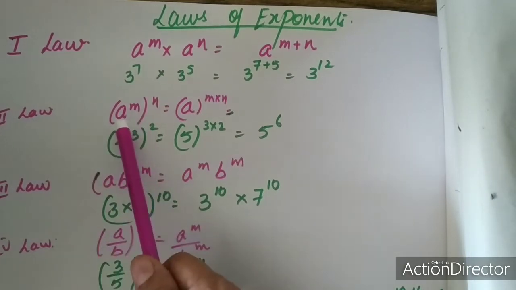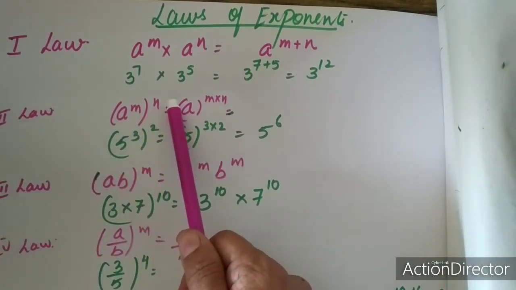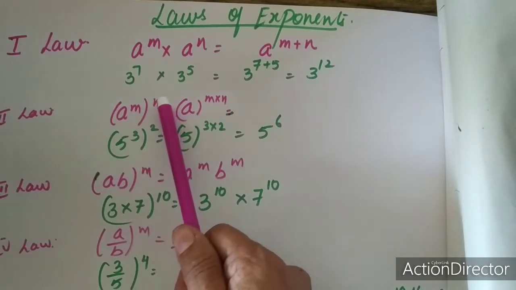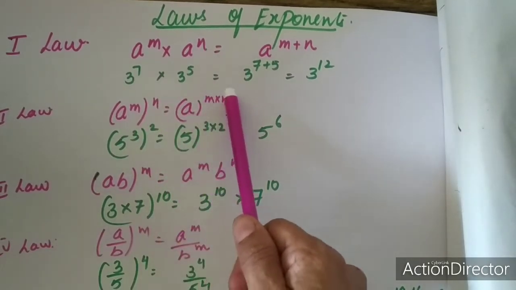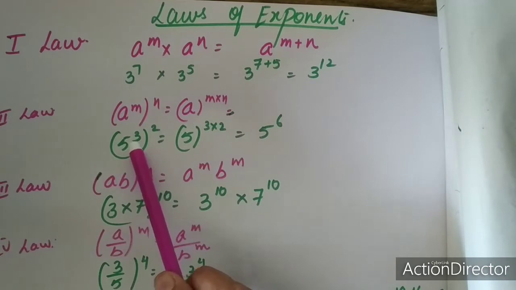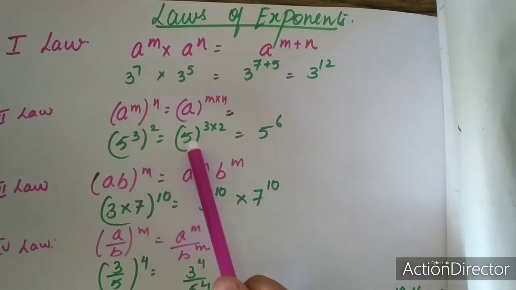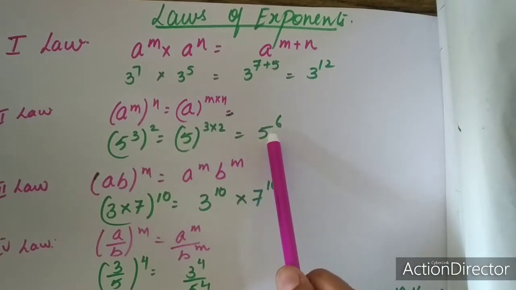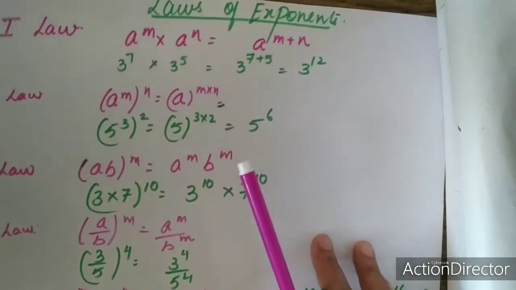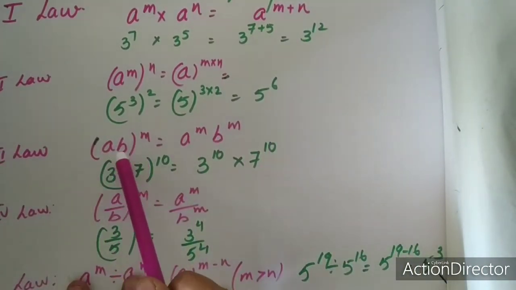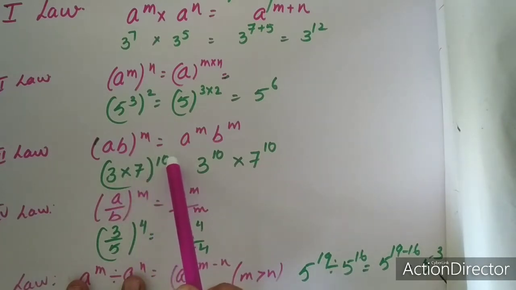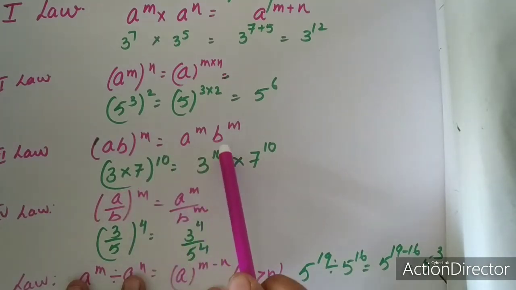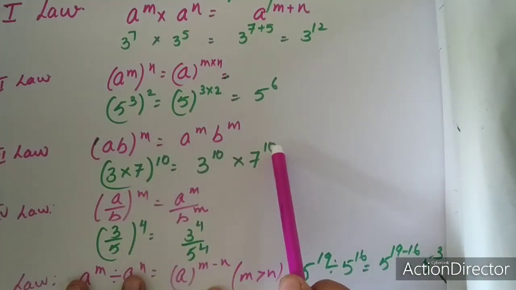So this is the first law. Coming to the second law, a power m whole power n. That is, we have two powers over here. That means I have to multiply both the powers. So 5 raised to the power of 3 whole raised to the power of 2 can be written as 5 raised to the power of 3 into 2, which is equal to 5 raised to the power of 6. Next, the third law, ab whole raised to the power of m. That means there are two numbers having the same power. So 3 into 7 whole power 10 can be written as 3 power 10 into 7 power 10.